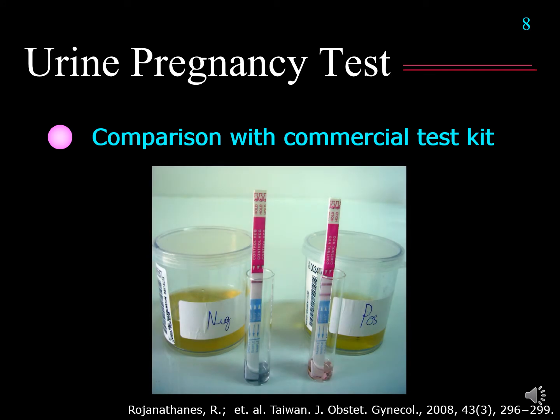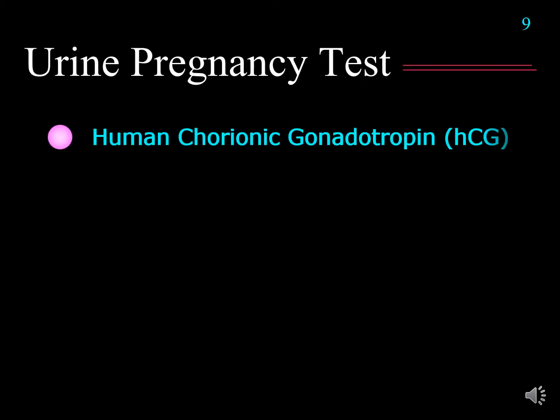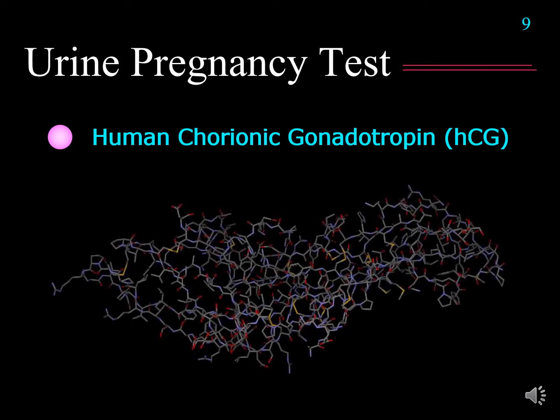So as you can see, this is compared with the commercial test kit. This is the positive test kit, so we have a red color of the urine mixed with the gold nanoparticles. But for the negative test kit here, it turns blue. So what happened? This is because in the urine of pregnant women, we have human chorionic gonadotropin, which is a kind of protein secreted by pregnant women.